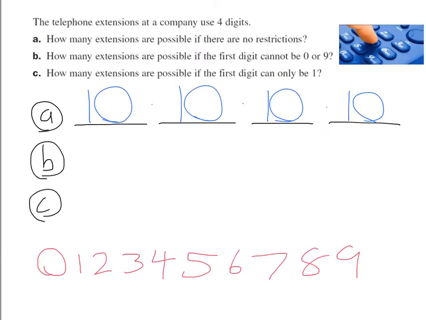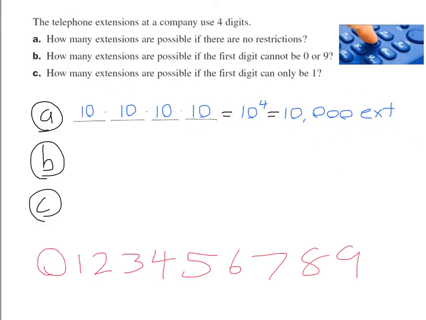All right, so what is 10 times 10 times 10 times 10? Well, yes, that is 10 to the fourth power, which we know is 10,000. So how many extensions are possible if there are no restrictions? I could have 10,000 different extensions. Which leads us to part B.